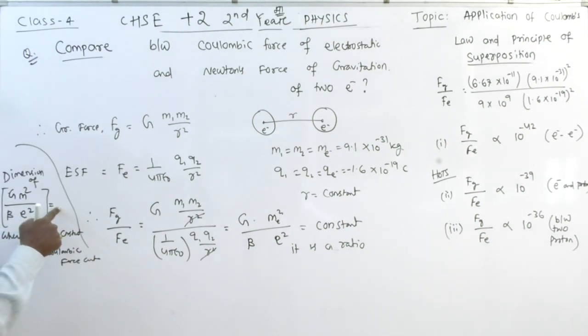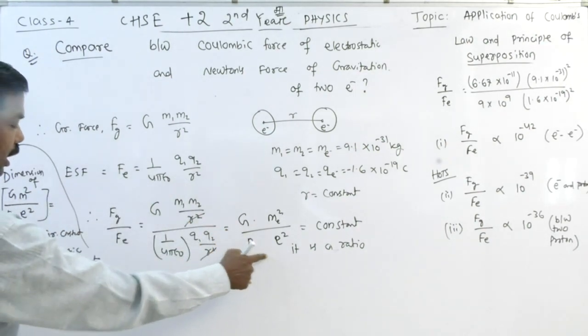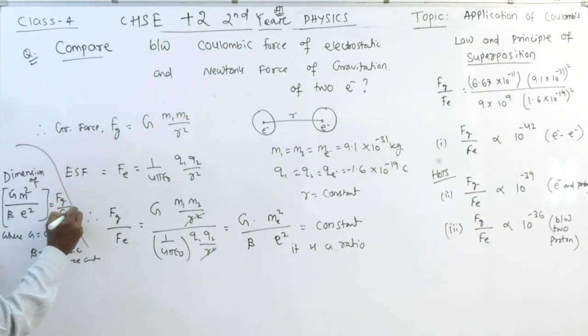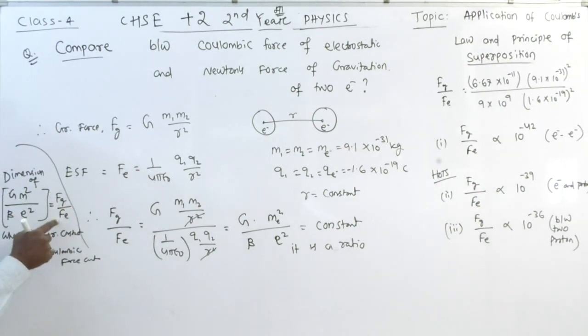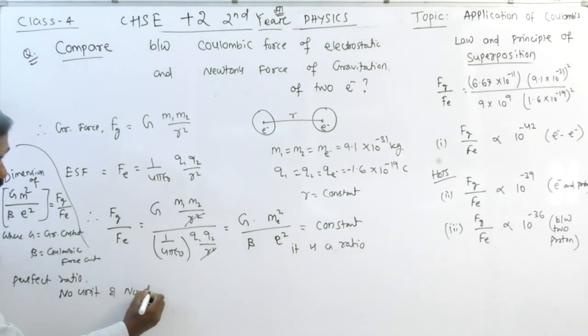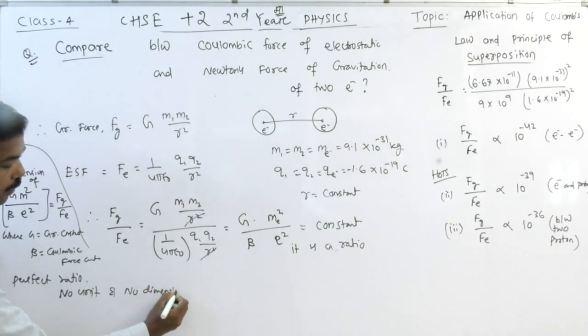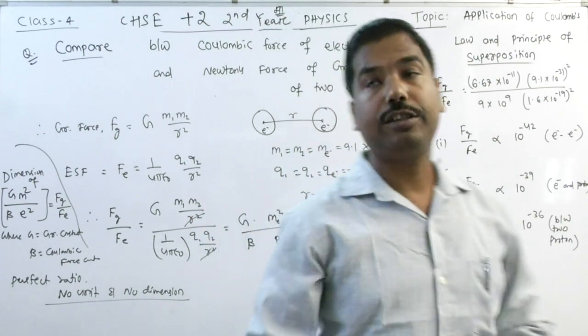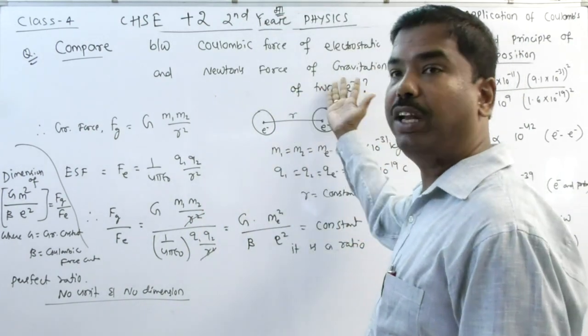We know that G m square by beta e square is equal to how much? Gravitational force by electrostatic force, that is force by force, a ratio. No unit and no dimension. Clear?